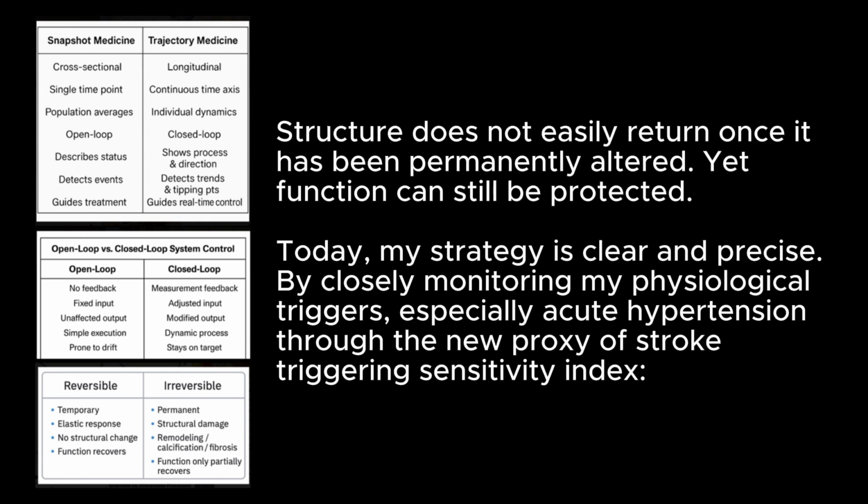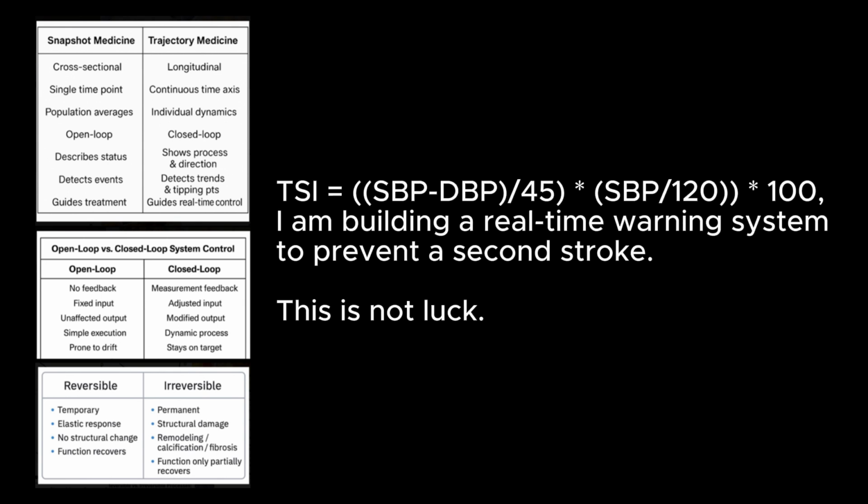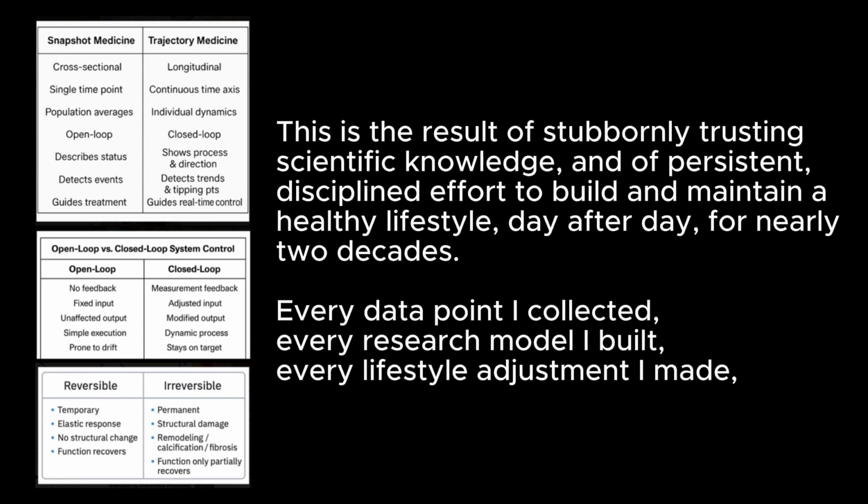Today, my strategy is clear and precise. By closely monitoring my physiological triggers, especially acute hypertension, through the new proxy of the Stroke Triggering Sensitivity Index, TSI equals (SBP minus DBP minus 45) divided by 120 times SBP times 100, I am building a real-time warning system to prevent a second stroke. This is not luck. This is the result of stubbornly trusting scientific knowledge and a persistent, disciplined effort to build and maintain a healthy lifestyle, day after day, for nearly 2 decades.